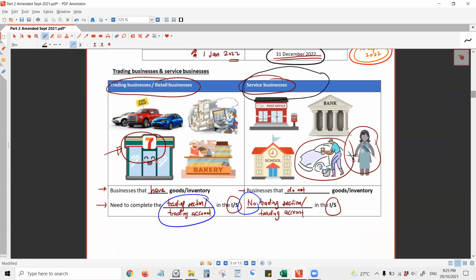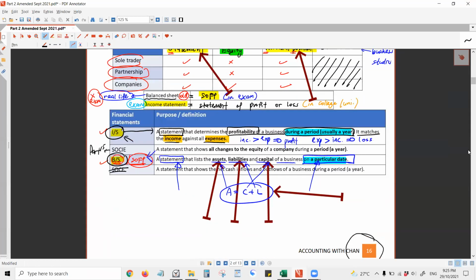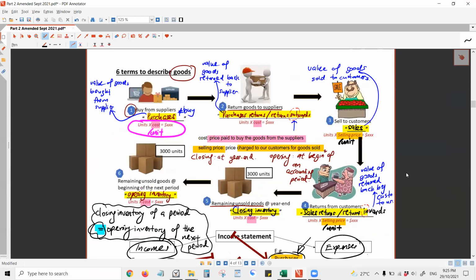All the while, you have been doing income statement for trading business because you see inventory, right? Opening inventory, closing inventory. You have the sales figure, you have the purchases figure. All these refer to goods, right? Remember the six terms that refer to goods? Purchases means goods. Opening inventory means goods. Sales means goods. Closing inventory means goods. Sales returns means goods. Purchase returns means goods.